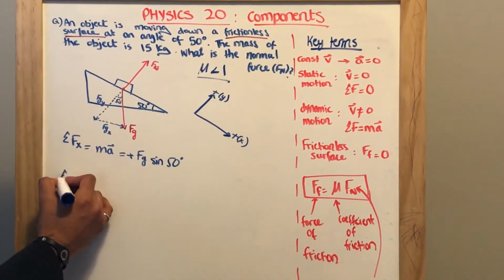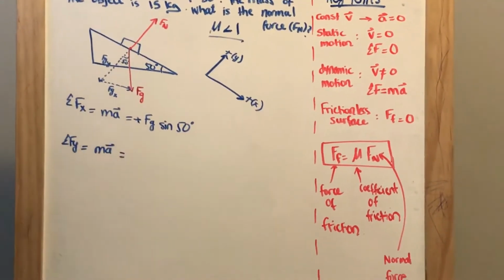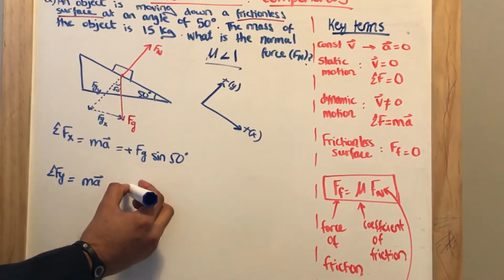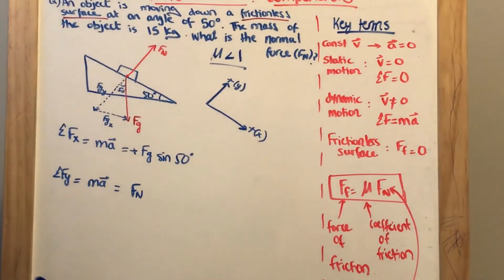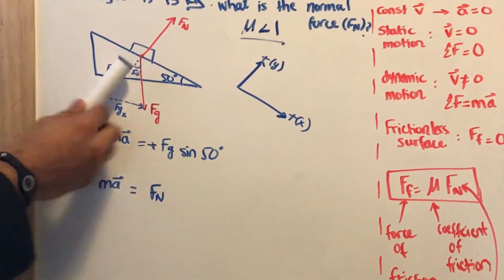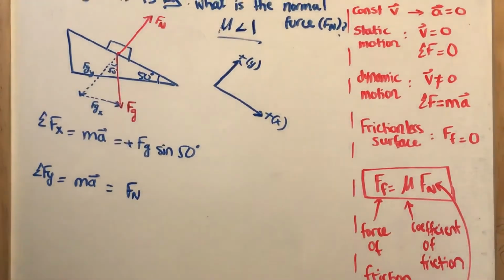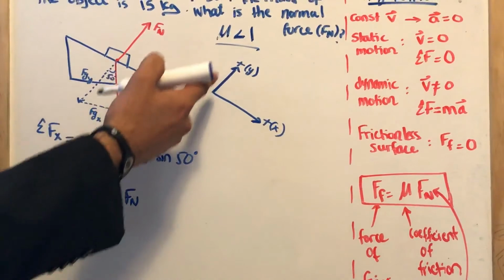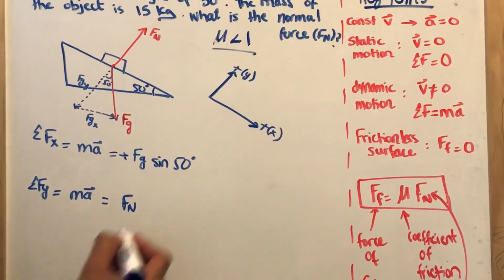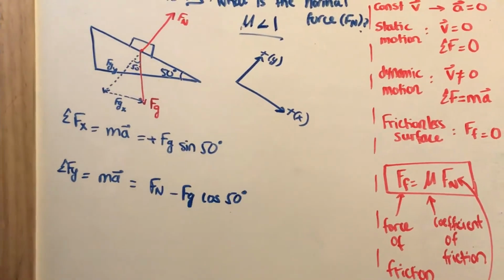Now we're going to do the exact same thing, but in the y direction. In the y direction we actually have two forces. Here's the first one, the normal force, and then we have the y component for Fg, which is going to be Fg cosine of 50 in this case, right? But in terms of the sign, it's going to be negative because it's opposite to what we have indicated as positive for our reference. So minus Fg cosine of 50.